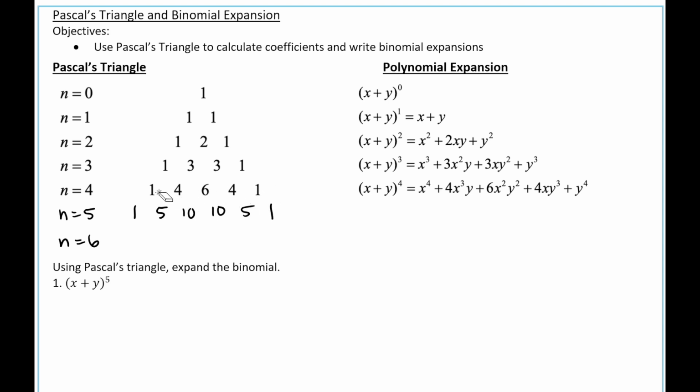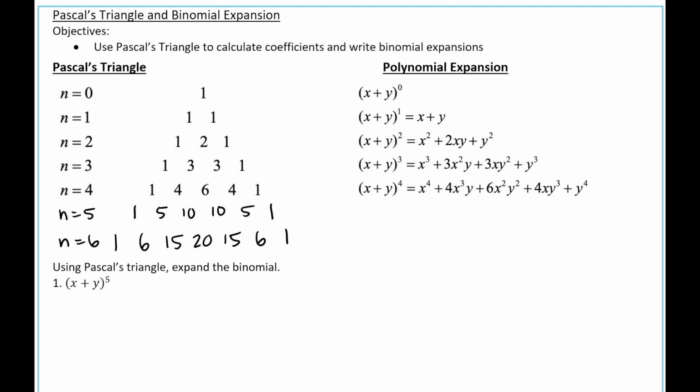Okay, if I do the same thing for my next row, start with a 1. 1 plus 5 is 6. 5 plus 10 is 15. 10 plus 10 is 20. 10 plus 5 is 15. 5 plus 1 is 6. And then I have a 1 to finish. So that's how you build Pascal's triangle. You just start with a 1, add more 1s, add things together.